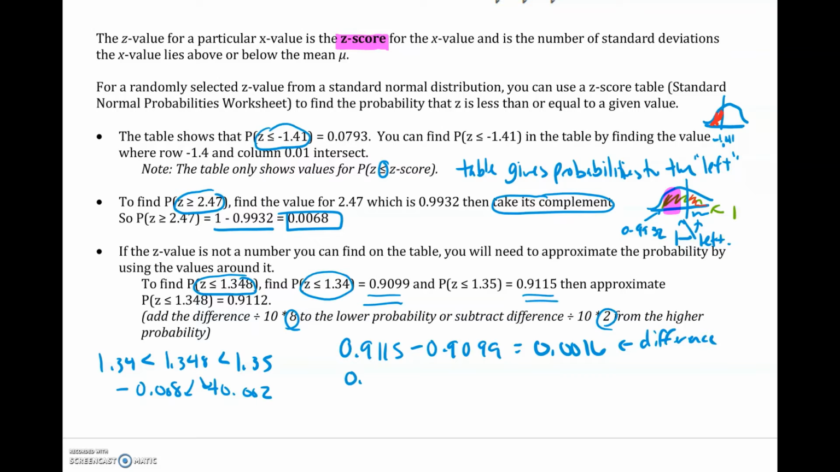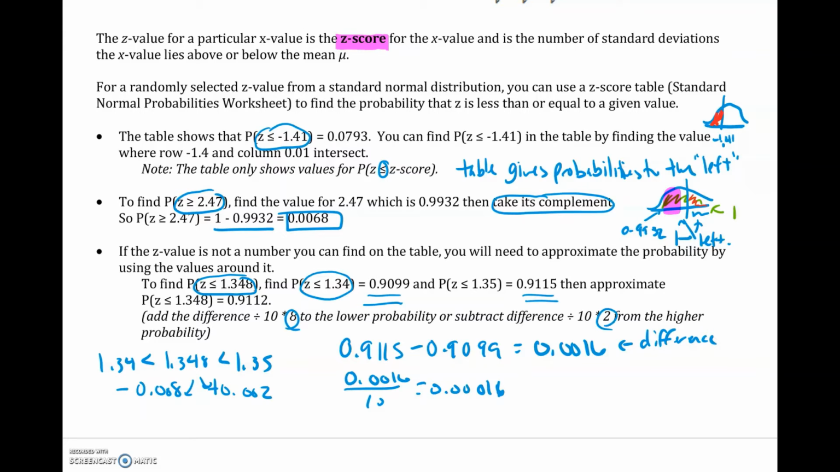So I'm going to take that 0.0016 divided by 10 to get 0.00016. So now we're moving one more zero over, because we want to move this 1.34 to become 1.34 something else, 1.348. So we need to get to that thousandths place. So that's why we're dividing by 10.